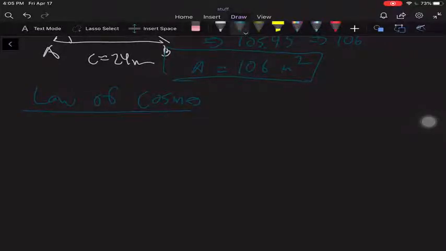And the law of cosines will be used in conjunction with the law of sines to solve triangles where two sides and the included angle are known, or in cases where all three sides are known.